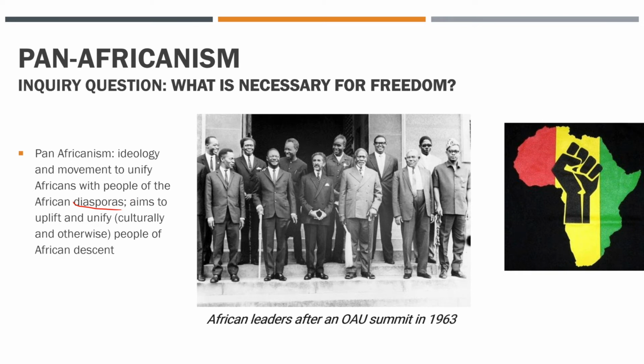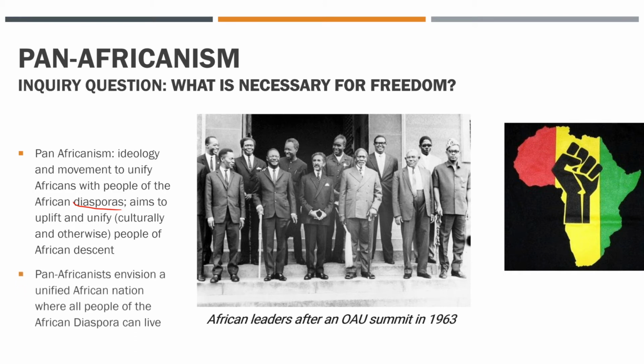You can kind of think of Pan-Africanism as a couple of ideas wrapped up in one. You can think of it as like the liberation of Africa and people of African descent. You can think of it as a response to exploitation and colonial dispossession and even attempted genocide. And also positively like the celebration and unity of African culture. Pan-Africanists envision a unified African nation where all people of the diaspora can live. So when we hear that term, you're going to have more of an idea of what this means moving forward.